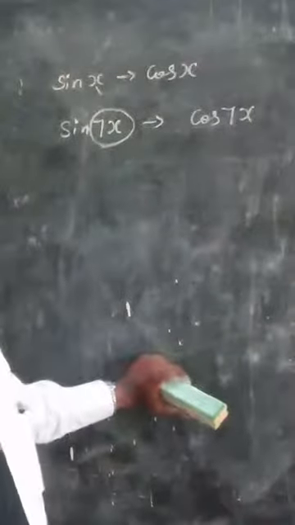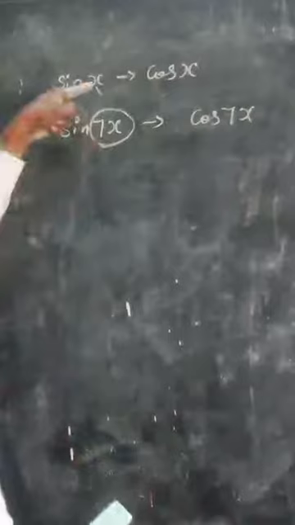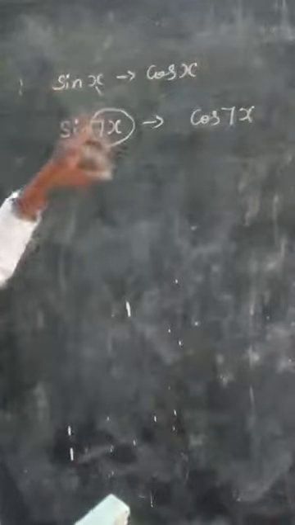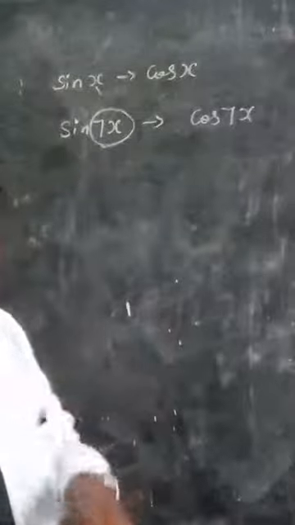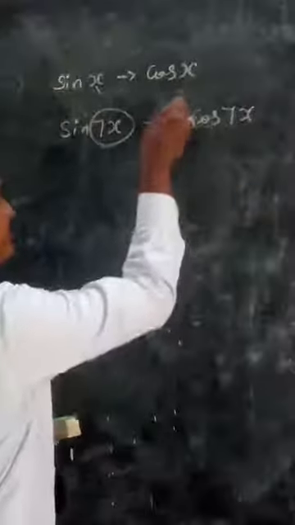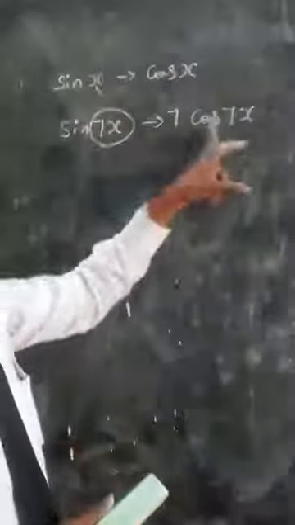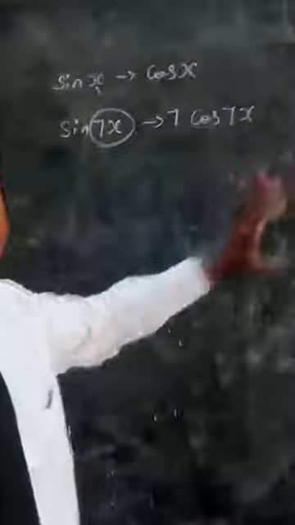But the answer is incomplete. What should I do? What is present in place of x? 7x. You differentiate that once again. 7x differentiation answer is 7. Just add that in multiplication. 7 cos 7x is the correct answer.